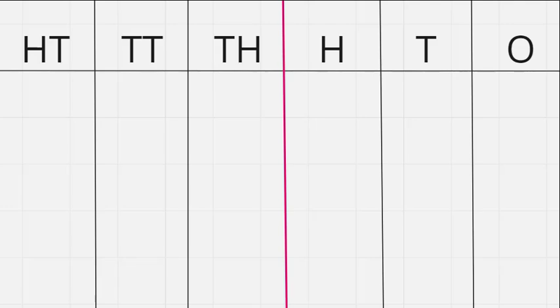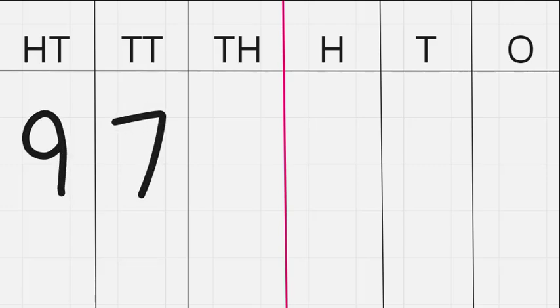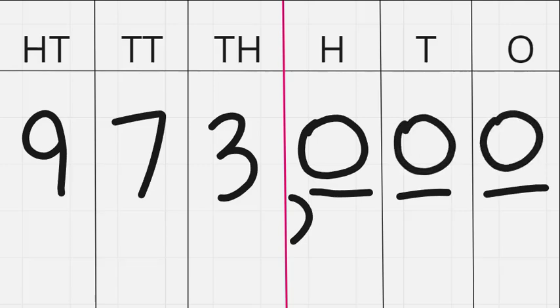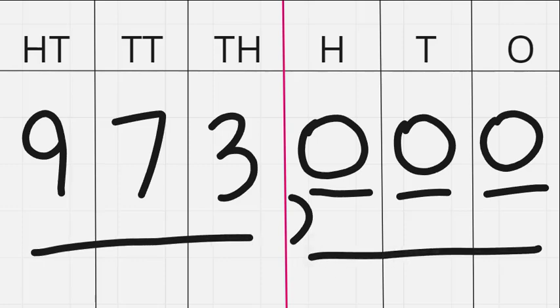Let's do another one. 973,000. Let's listen to the first part. 973,000. But then I didn't hear anything else. There were no other numbers said. If there are no other numbers said, we still have to fill these in. The only number we can use to fill in something that doesn't have anything is a 0. So go ahead and check your work. 973,000. Well done.